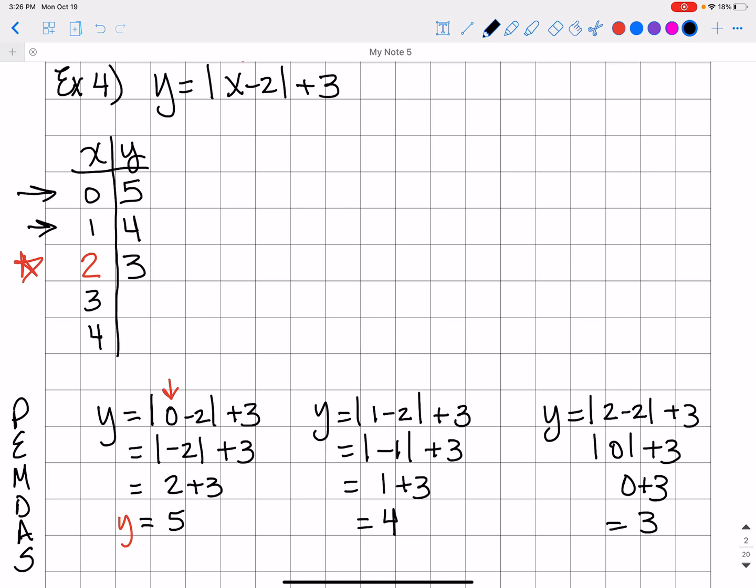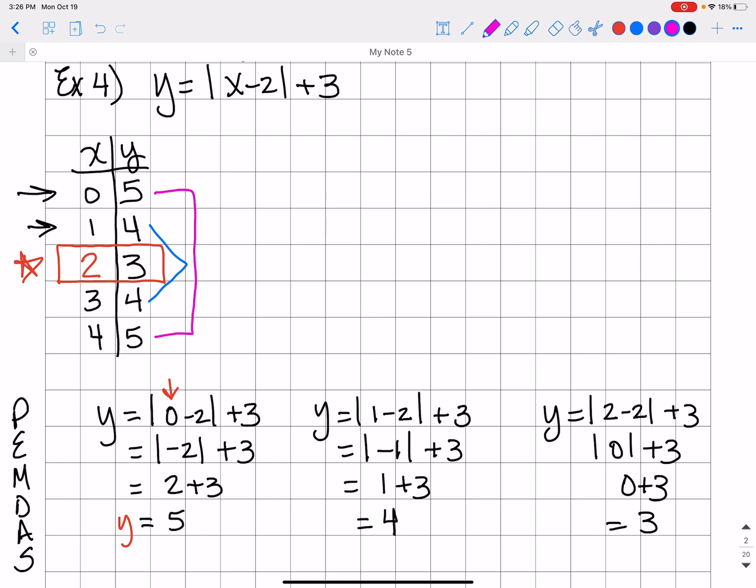Now, I really don't have to do any more math, right? I know, based on my mirroring concept that I've already established, that this is going to be a 4 and this is going to be a 5. And I get that because, remember this is your vertex, around my vertex, these two should mirror each other and these two should mirror each other.